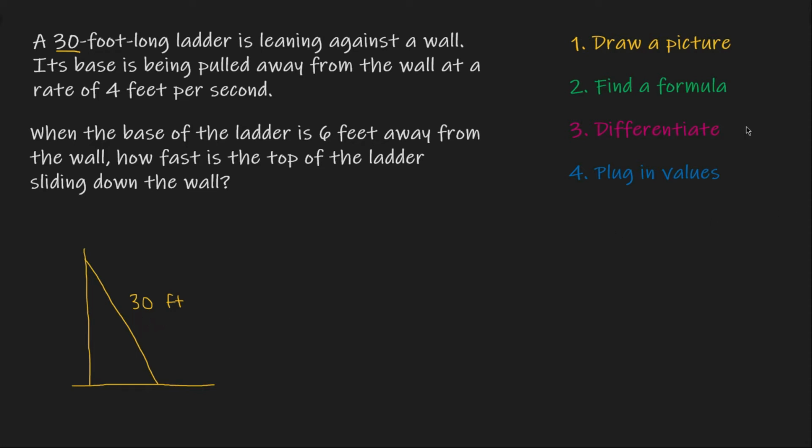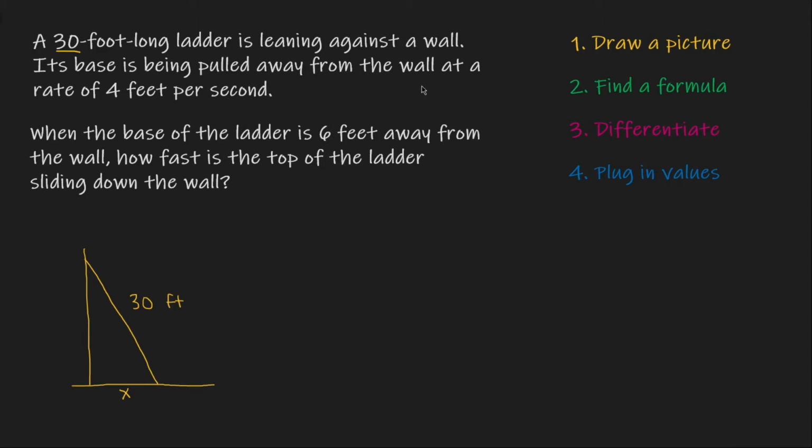From there, we're given that its base is being pulled away from the wall at a rate of 4 feet per second. Let's look at that carefully. We're dealing with the relationship between the base of the ladder, which is this point right here, and the wall, which is this point right here. So the distance we're dealing with is this distance between the wall and the base of the ladder. We can label that distance x.